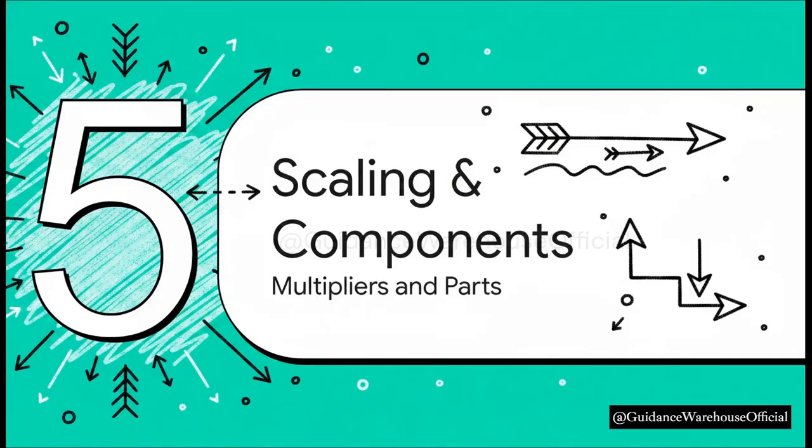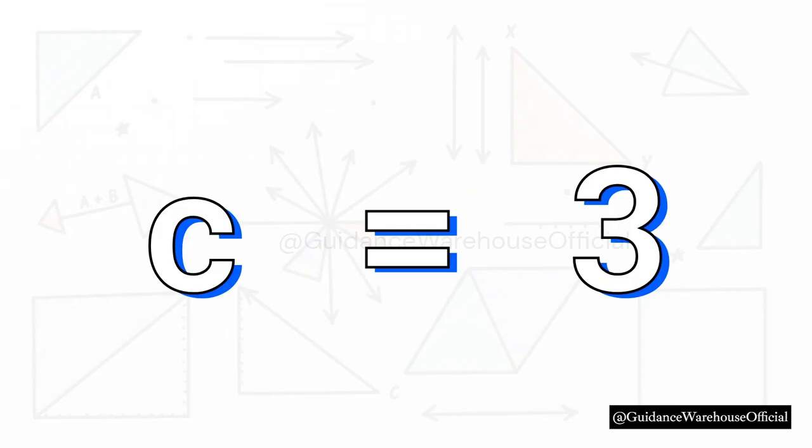All right, Section 5, Scaling and Components, Multipliers and Parts. This is where we learn to stretch and break down these vectors. We've added and subtracted arrows, but what about multiplying them? We can actually multiply a vector by a standard number, which we call a scalar. Think of it as a multiplier. Let's say you take a vector journey and you decide you want to walk 3 times as far in that exact same direction. We use a scalar multiplier, usually represented by the letter C. Here, our multiplier C equals 3.